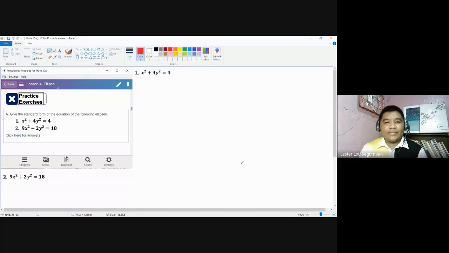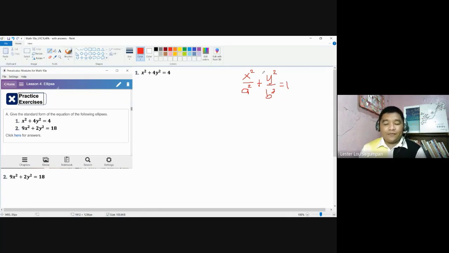Before we can give the standard form for an equation of an ellipse, we need to be guided on what its actual form is. There are two different forms for an equation of an ellipse. The first one is when an ellipse is centered at the origin, while the other is when it is not. So the first form is x squared over a squared plus y squared over b squared is equal to 1. This is the form for an equation of an ellipse centered at the origin.